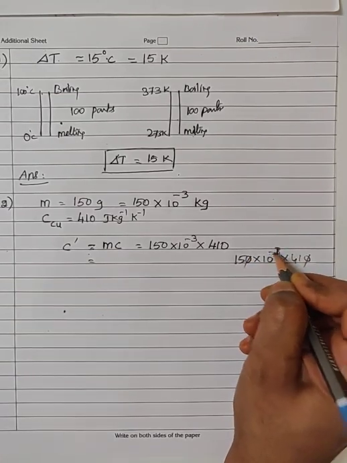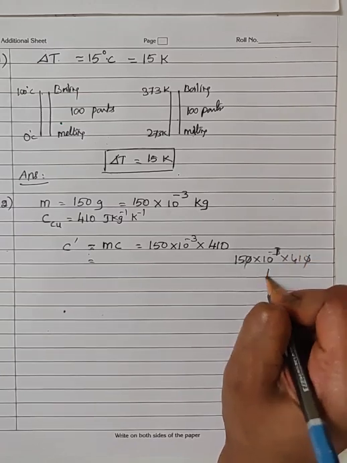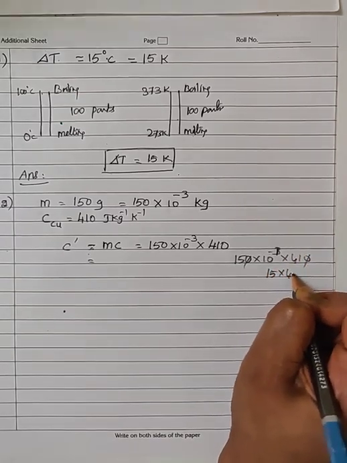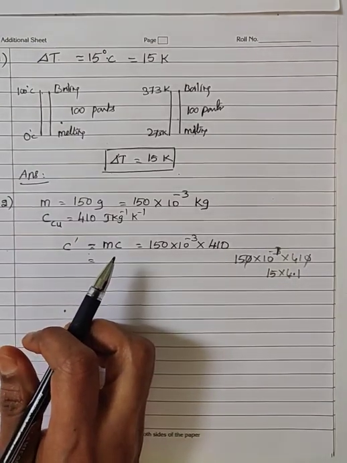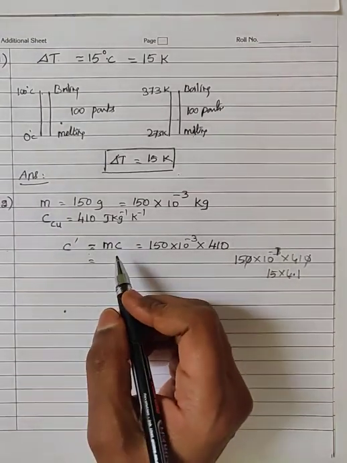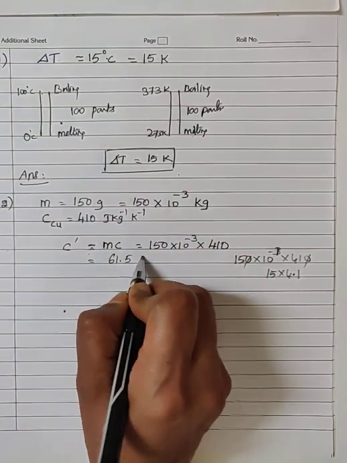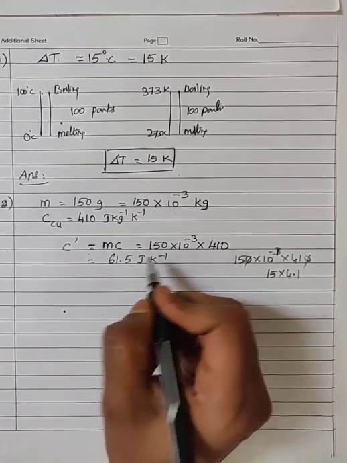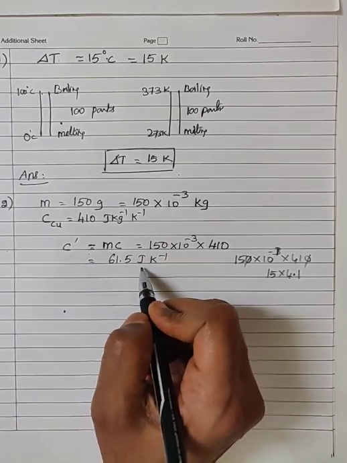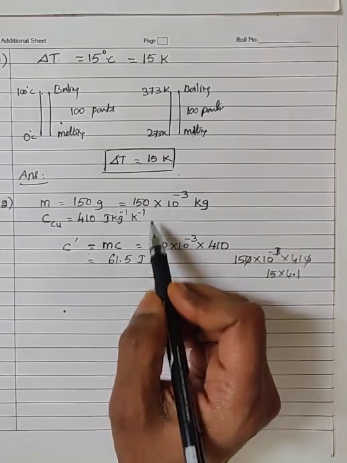So you will get here 10 power minus 1. 10 power minus 1 means I can write it as 15 into 4.1. On multiplying 15 by 4.1, this is equal to 61.5 joule per Kelvin, because the SI unit of heat capacity is joule per Kelvin. We have substituted all the quantities in SI unit.